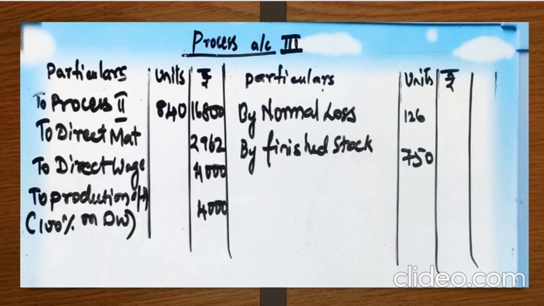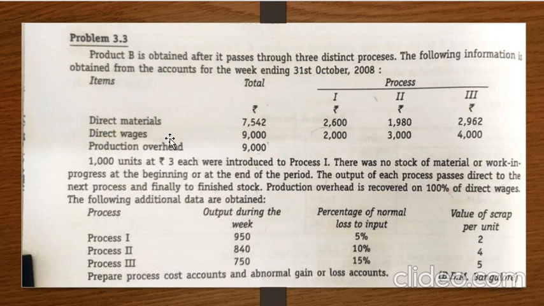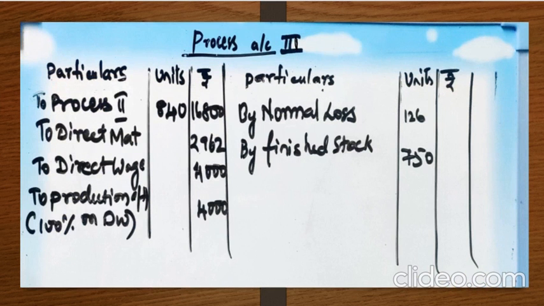Now you need to check all the expenses incurred. Your expenses are direct material, direct wages and production overhead. How much is your direct material for process 3? 2,962, and direct wages is 4,000. Then your production overhead is 100% on direct wages. How much is your direct wages? 4,000. 100% of direct wages will give you 4,000. After finishing your input, next is your output.